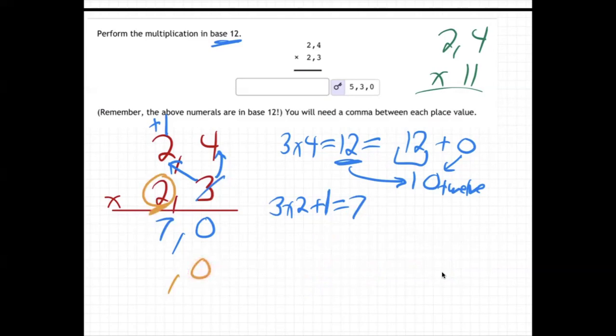So here we go. 2 times 4 is 8, and I can just write the 8. Again, it's only a problem if it's 12 or more. That's when you need to convert. Like over here, I had to convert the 12 to be 1-0, one 12 and no more. Okay, next, 2 times 2 is 4. We don't need to add that one. That was the first step. 2 times 2 is 4. And that's it. Now we can add these up.